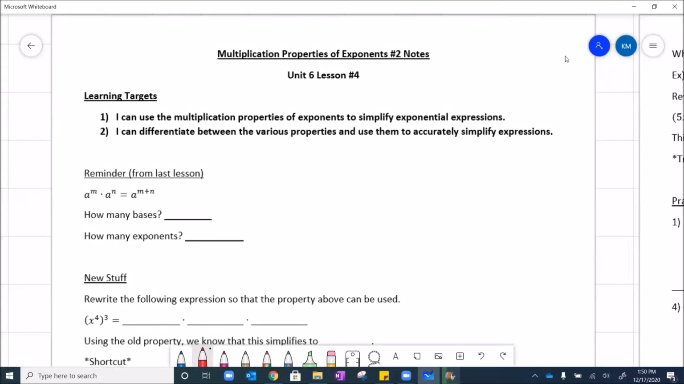Today we're going to look at multiplication properties of exponents. Number 2 notes. At the end of this video, you should be able to use multiplication properties of exponents to simplify exponential expressions, and you should be able to differentiate between various properties and use them to accurately simplify expressions.